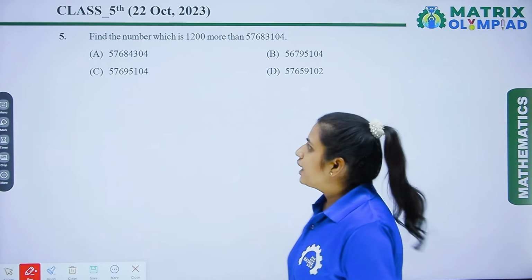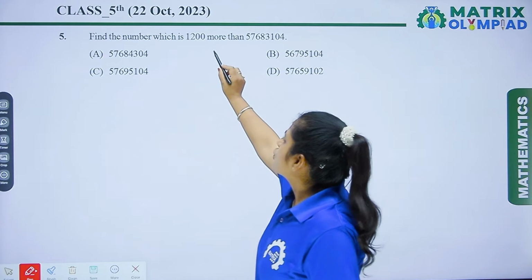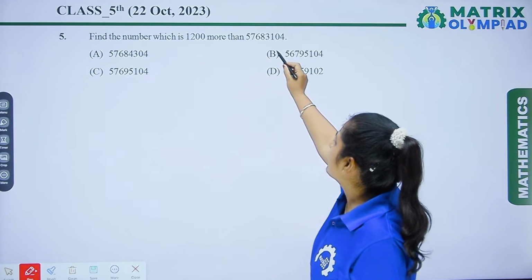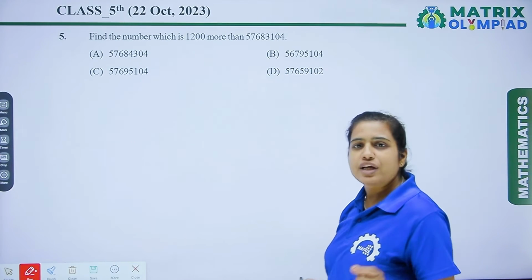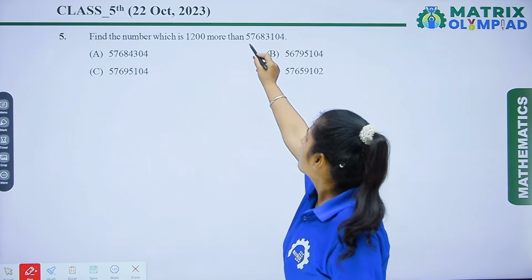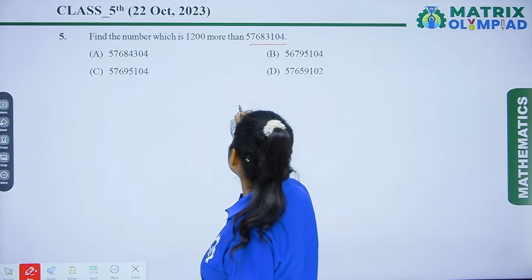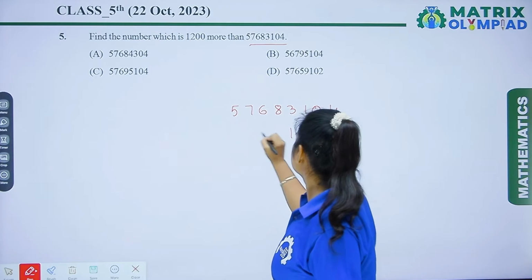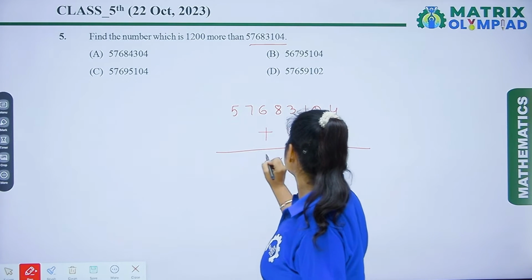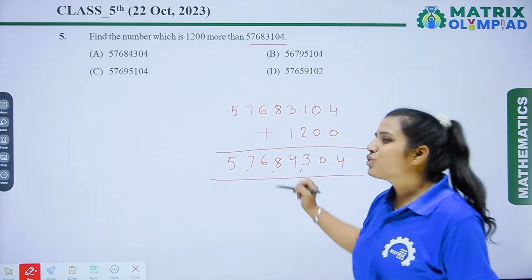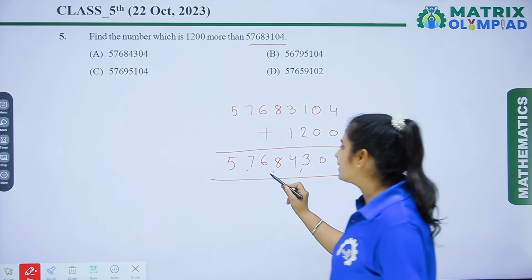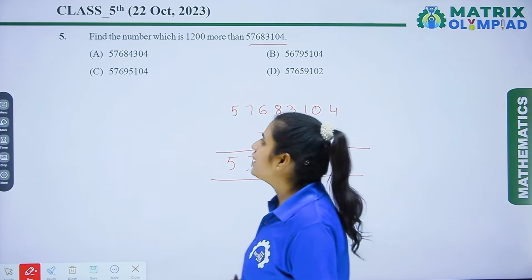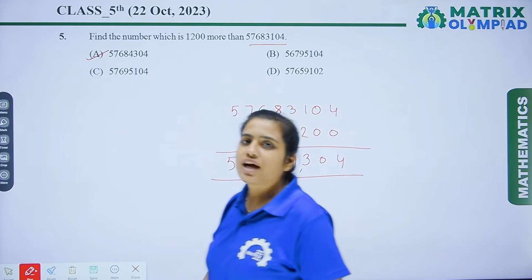Now in the next question we have to find out the number which is 1200 more than 5 crore 76 lakh 83,104. So here we have to add 1200 in this given number. So let's add and find out the result. So here we have 5 crore 76 lakh 84,304. So out of these four options, we have option A, the correct answer.